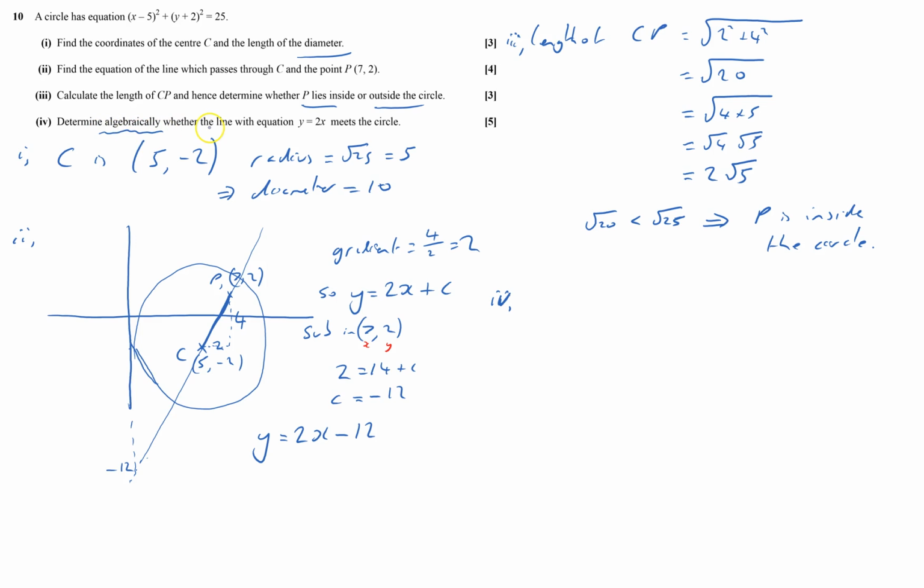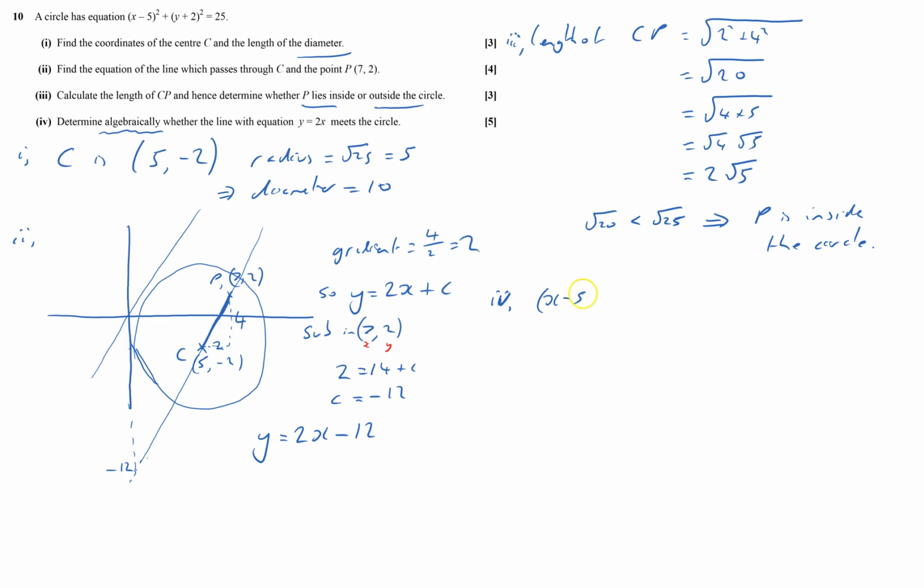Determine algebraically whether the line y equals 2x meets the circle. It's parallel, and goes through there. Does that meet the circle? I'll try to do it roughly to scale. It looks like it probably doesn't. We'll see. So for this, we have to solve simultaneous equations.